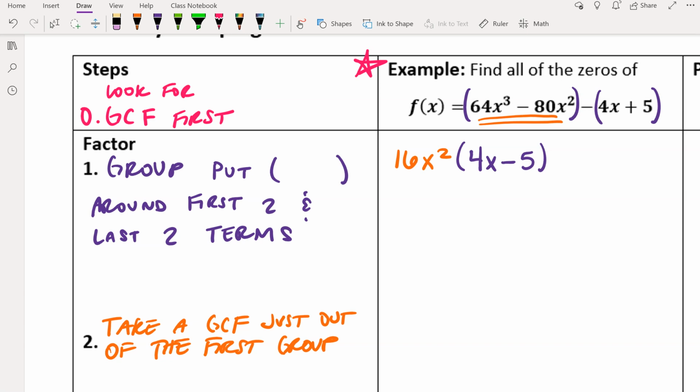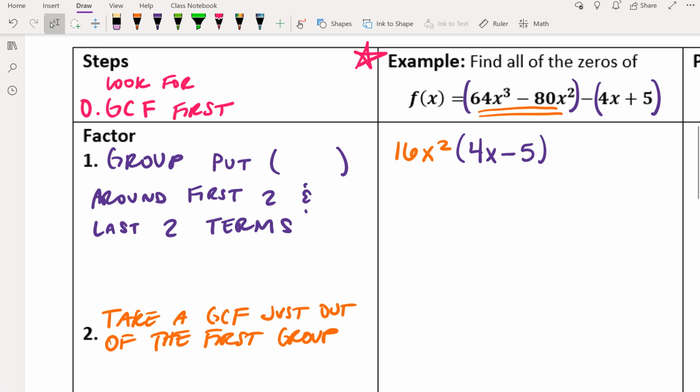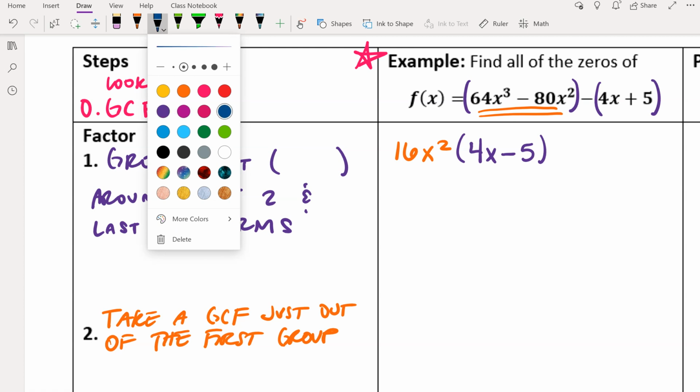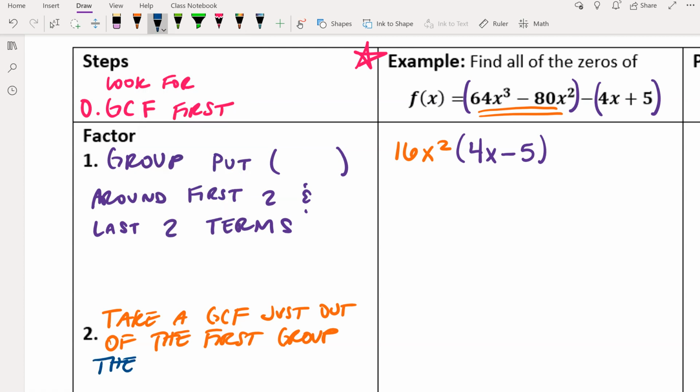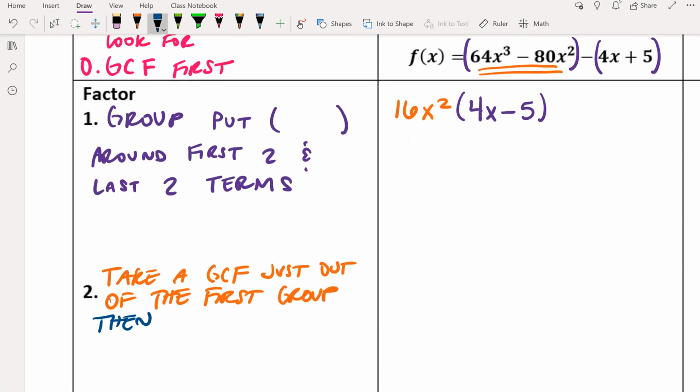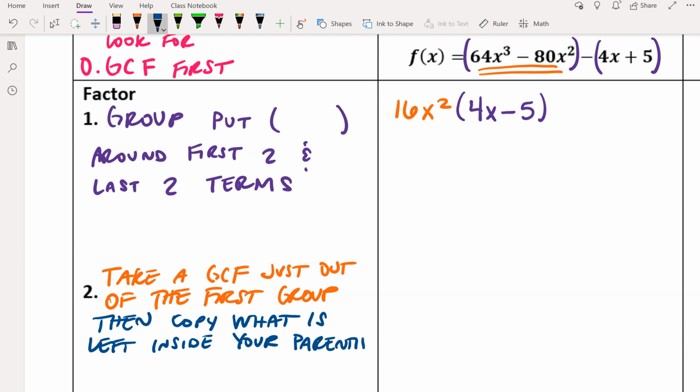Okay, now that we have done that, the next step is to then copy. So what I'm going to write down under here as part of step 2, we're still on step 2, and I'm going to do this in a different color. Then, scroll down a little bit, then copy what is left inside your parentheses. Now, you can think of this as two things. You can think of it as taking another GCF out, so I'm going to show you both ways, or you can think of it as copying.